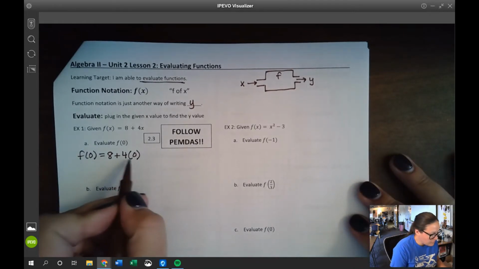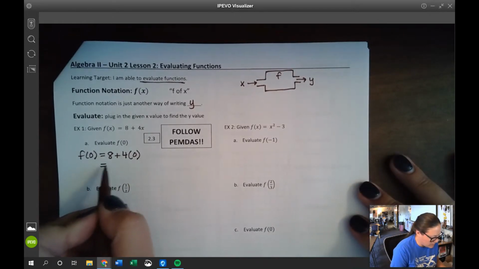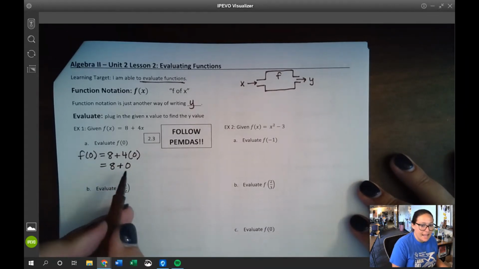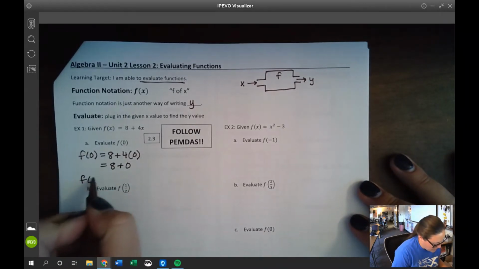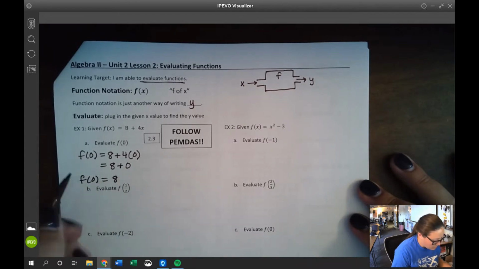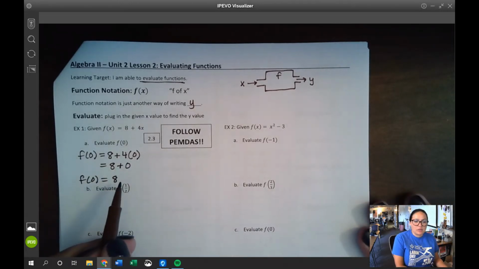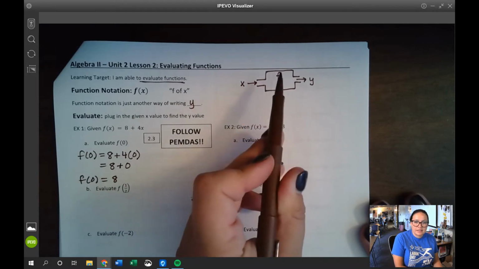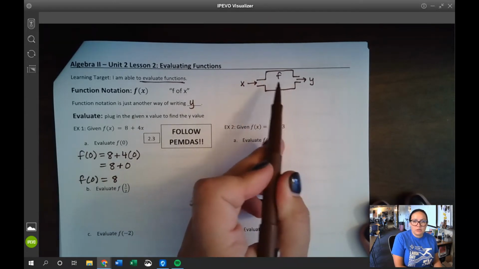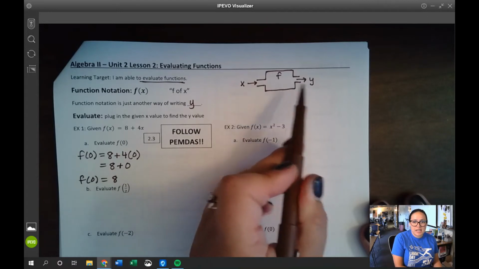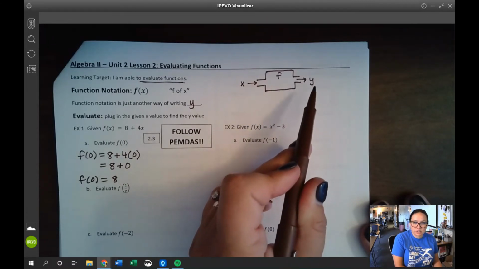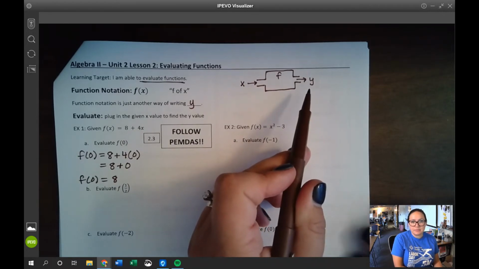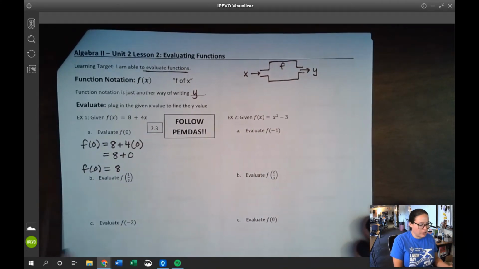So I'm going to do the multiplication. 4 times 0 is 0, and 8 plus 0 is, of course, 8. So when we say f of 0 equals 8, this is saying if I put 0 in and I follow the rules of this function, of this machine, I'm going to get 8 out. My input of 0 gives me an output of 8. Okay, let's try part B.